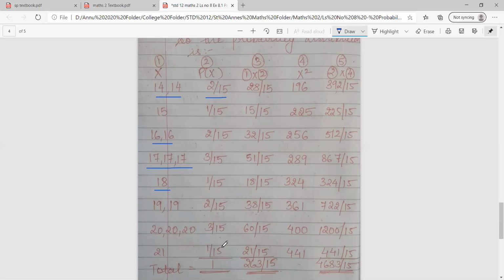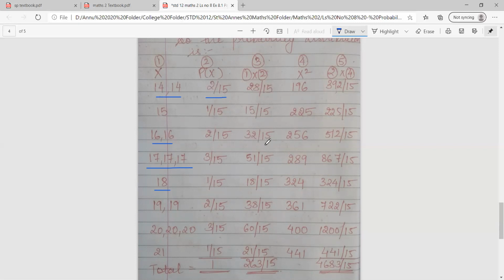Now to calculate the expected value, we need to prepare column number 3, that is X multiplied by P of X. So 14 twos are 28. Now there are 2 at 14, but that doesn't mean you will multiply twice. You have to just multiply it by a single number. 14 twos are 28 upon 15. 15 ones are 15 upon 15. Don't cancel any denominators and numerators.